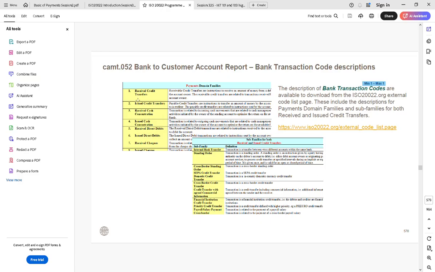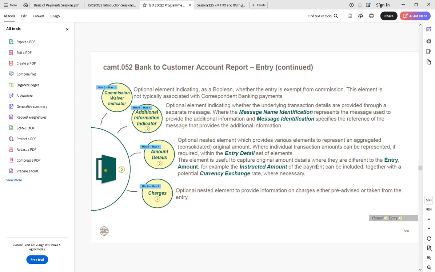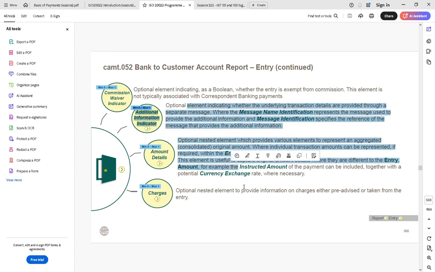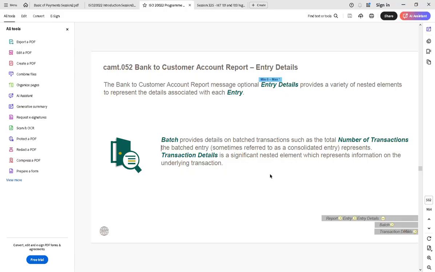Code description: received by credit transfer, families. What are the codes here? So that's all mentioned here. Cross-border, standing order. These are the codes which may have been received. Leave that part. Subfamily again is not important. Entry continued. Commission waive, additional charges. Not required. Entry continued. Account report. Interest, card transaction. Account report. Number of transactions is mentioned here. What that is, is mentioned in that one.